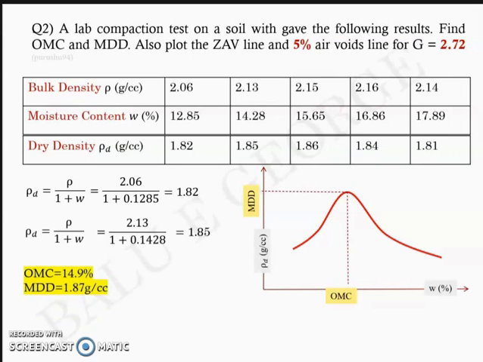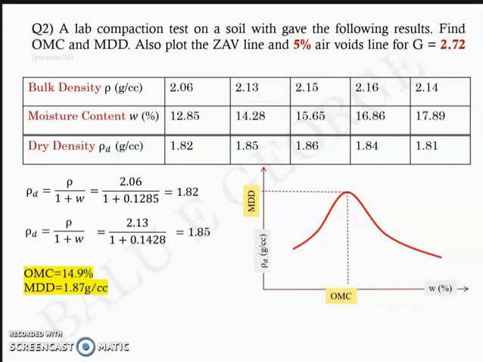Of course, it might differ by a few decimal points if you are not using Excel, and if you try it on a graph sheet, again, it depends on the personal errors that you make in the exam hall, etc. But nonetheless, the value should fall in a range, let's say, from 14.7 to 15.1, etc. So the first part of the question is already covered, OMC and MDD.